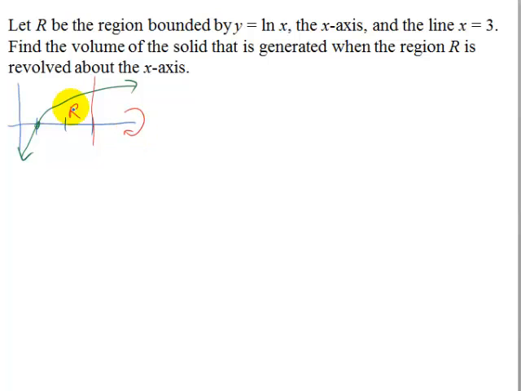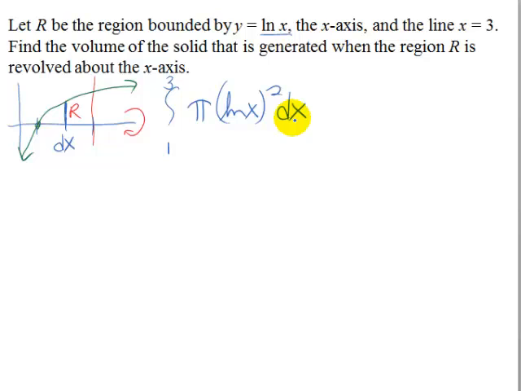So we can see if we did that, we could use the disk method and have a little thickness here, dx. And so if we integrated from 1 to 3, our disk area would be pi r squared, so that's going to be pi. Our r is the y value here, which is the natural log of x. So pi times natural log of x squared, multiplied by our little thickness, dx.